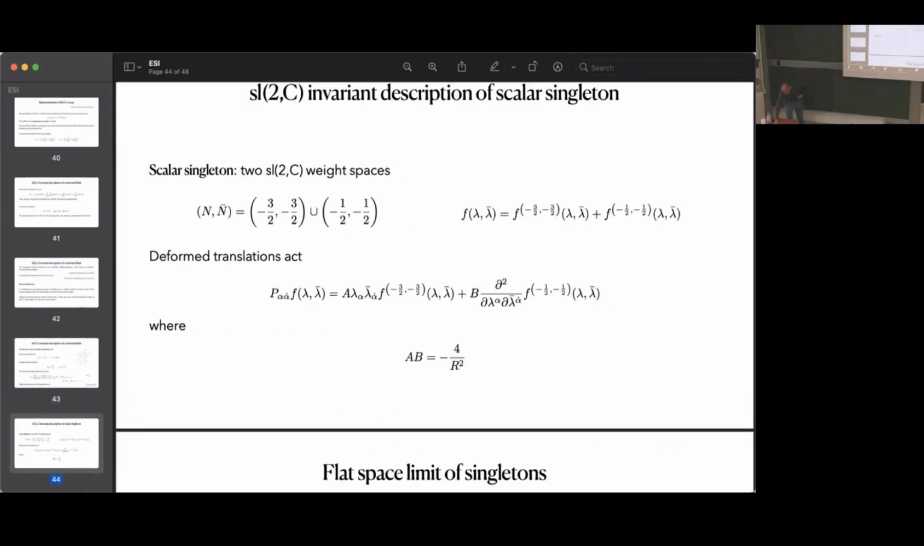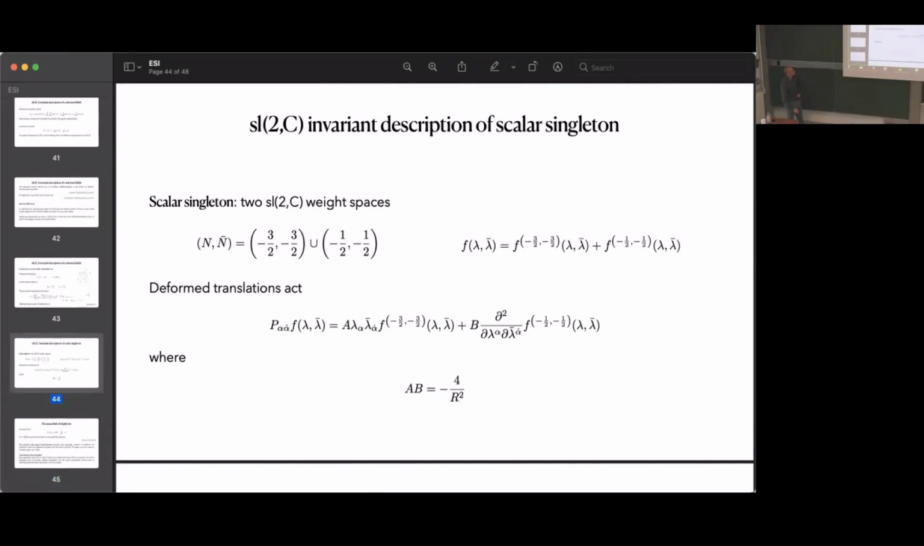Okay, let me explain more explicitly how this representation is realized in the simplest case of a scalar singleton. In this case, we only have two weights in the weight space, which have homogeneity degrees n and n bar equal to -3/2 here, and -1/2 for the second weight space. This means that our states are realized by functions, the first one having homogeneity degrees -3/2 on both spinors, and the other having homogeneity degrees equal to -1/2. And the translations act in the following way.